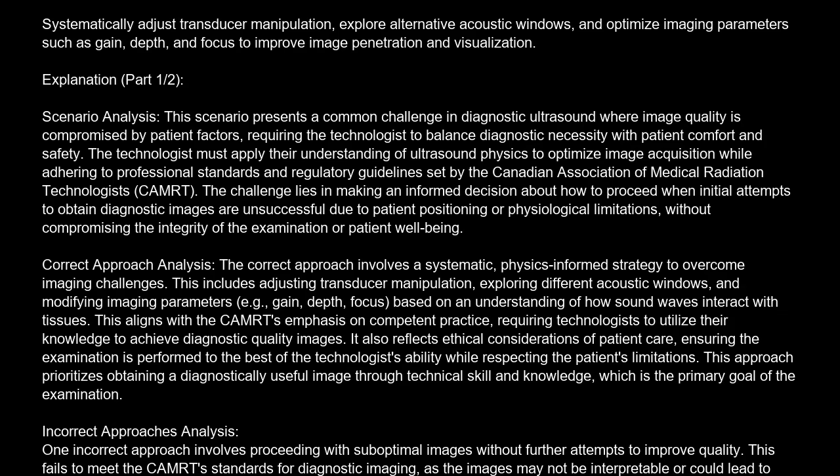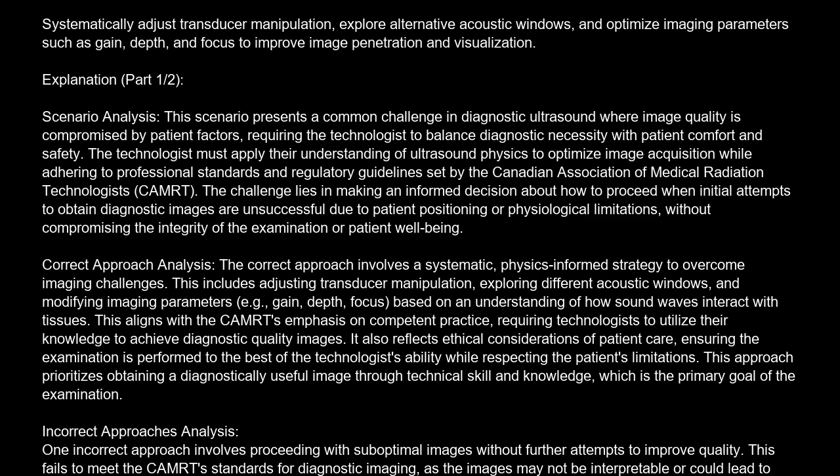The correct answer is C. Systematically adjust transducer manipulation, explore alternative acoustic windows, and optimize imaging parameters such as gain, depth, and focus to improve image penetration and visualization. Explanation: scenario analysis. This scenario presents a common challenge in diagnostic ultrasound where image quality is compromised by patient factors, requiring the technologist to balance diagnostic necessity with patient comfort and safety.